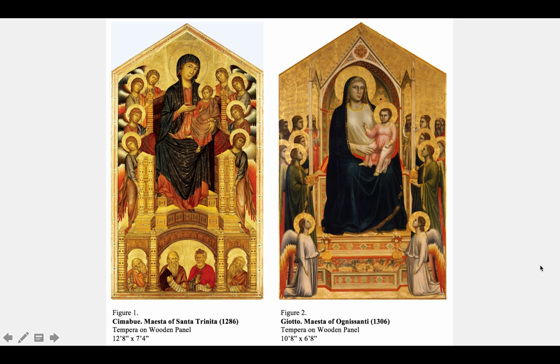Despite the slight differences in the style of the two pieces, they both depict the same figures: Mary enthroned holding Christ as a child, surrounded by angels and prophets.